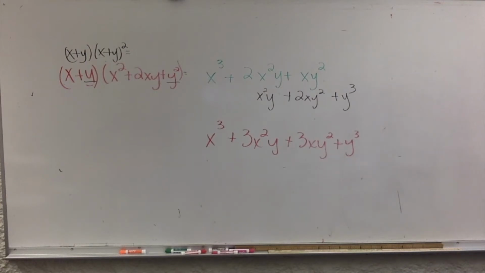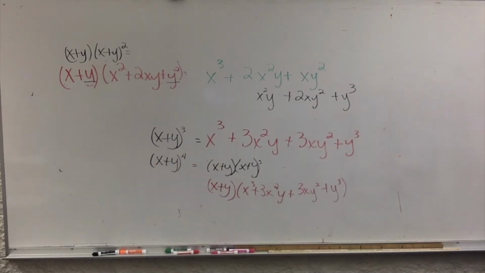Here we're going to do x plus y to the 4th power. So we're going to take x plus y times x plus y to the 3rd power. So we're multiplying. Be sure to use the distributive property. So we have x times x to the 3rd, and then we have x times 3x squared y, then 3xy squared times x, and then x times y cubed. And then you take y times each one of those.